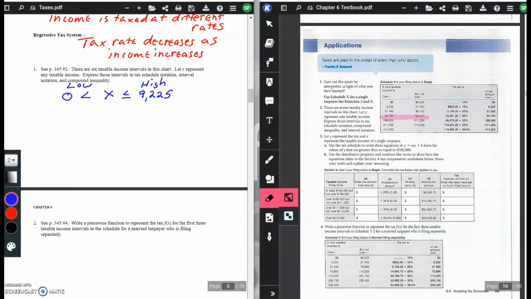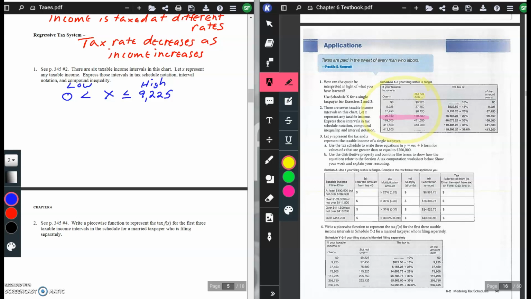So if you look over here to the right, we have our tax tables right here. You'll see over $0 but not over 9,225. Your lowest value is 0, your highest number is 9,225. Then your next interval, you have 9,225 all the way up to 37,450. You'll notice it says but not over. So that means it can be equal to 37,450 but not over that number.